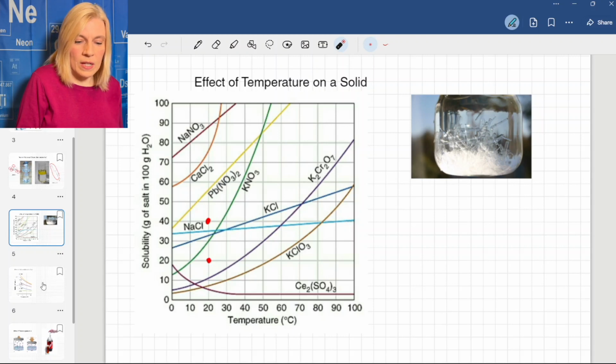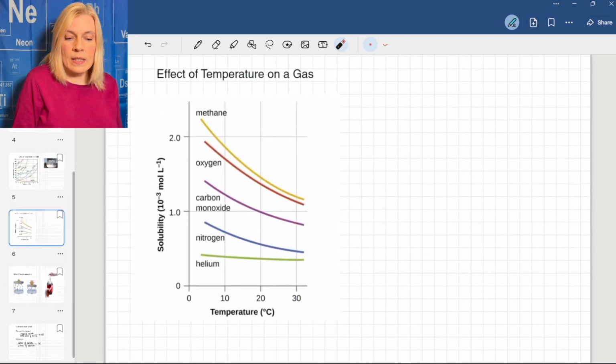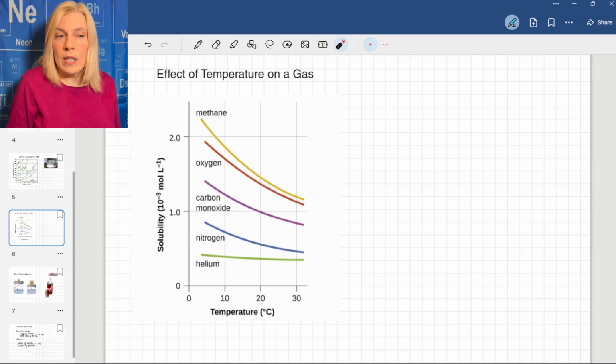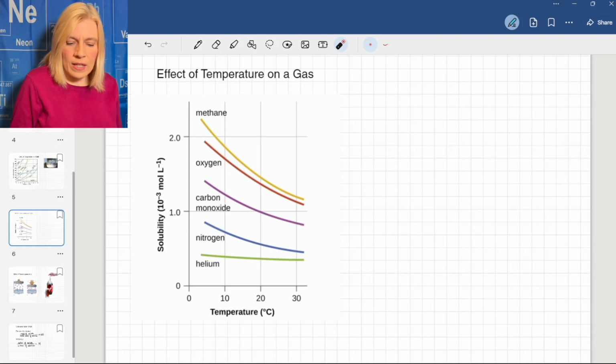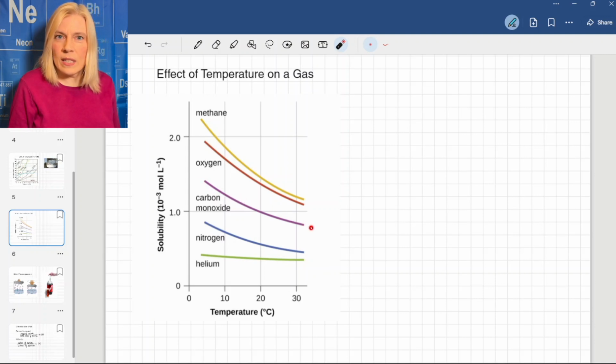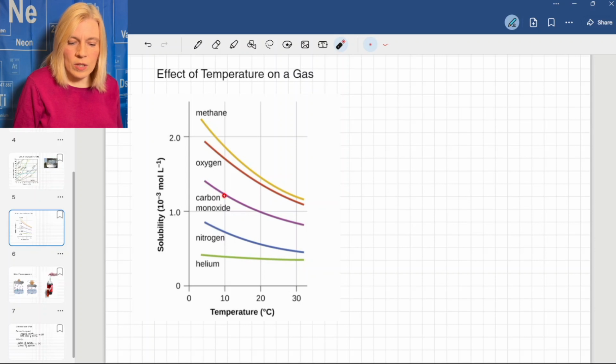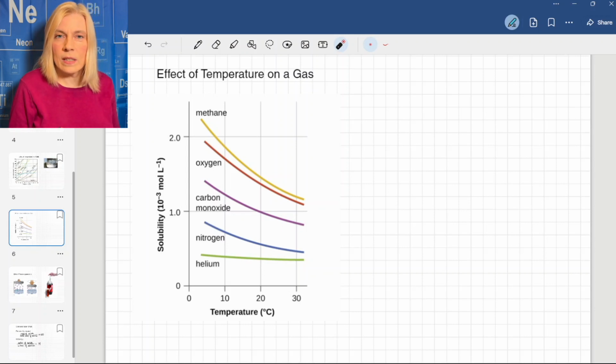Okay, let's keep going. So what effect does temperature have on gas molecules swimming? Remember, a gas can also be a solute swimming in water, like O2 swimming in a pond so fish can breathe. And you can see that the trend is opposite to the effect temperature has on a solid: the hotter it gets, the solubility decreases. So as temperature increases, solubility decreases.